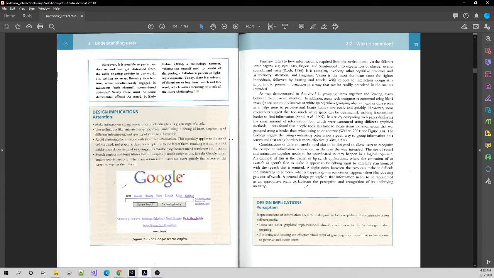So perception, how the information is acquired in the environment. So think about the colors. How big is the text? Is the text easy to read? The font that you've selected. Different cultures process different colors and even sounds and different environmental effects differently.